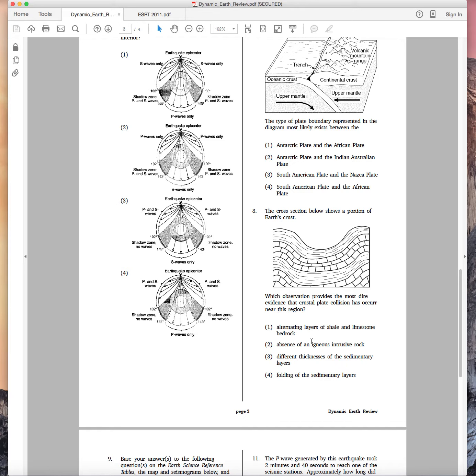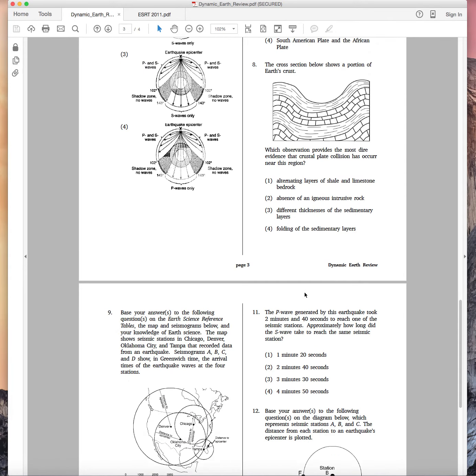We do have alternating layers of shale and limestone, but these layers are not horizontal anymore. They're folded like a piece of paper. So your best answer for number 8 is choice 4. All right, let's move on.